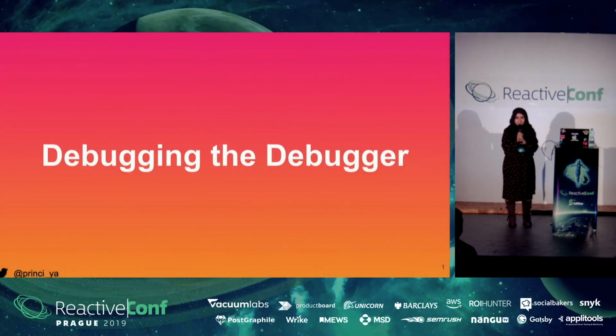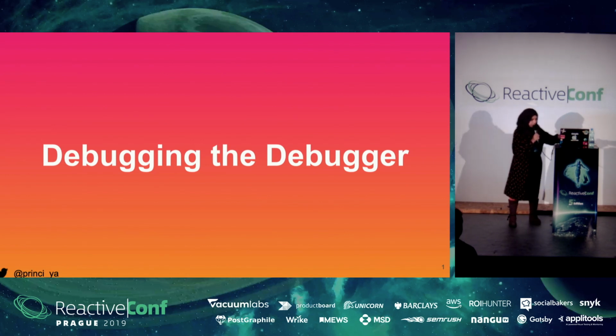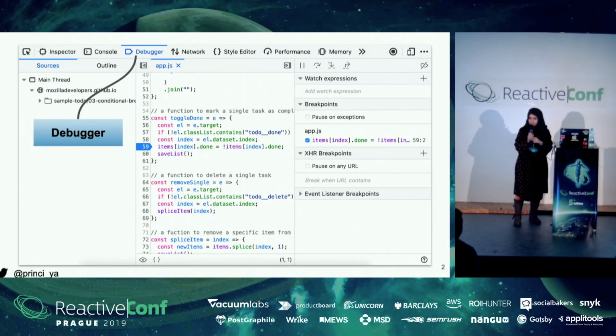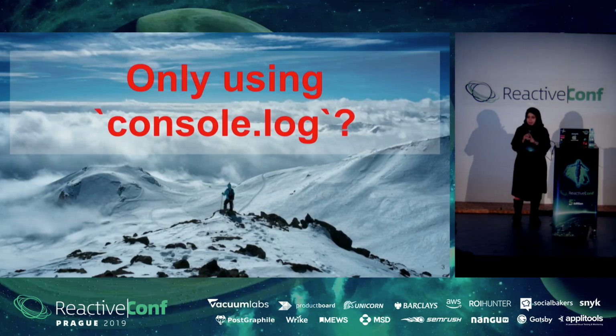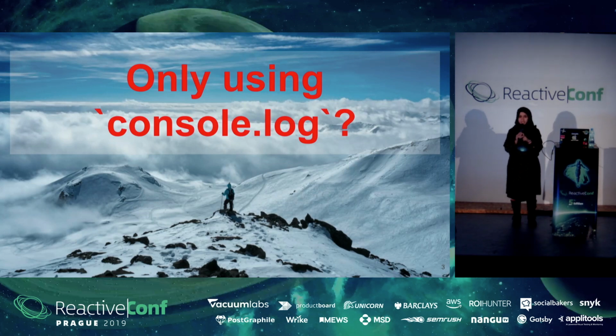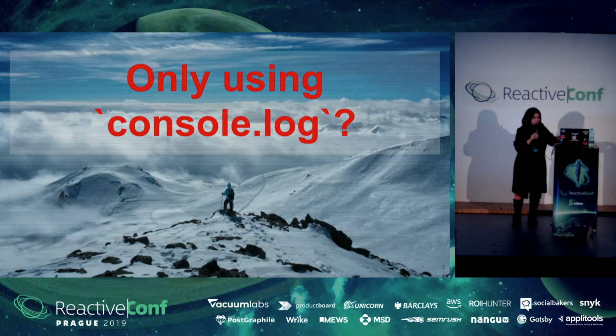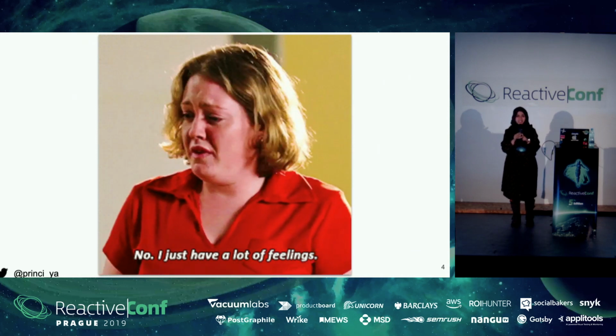Today, this talk is about debugging the debugger, and mainly it's debugging the debugger from the Firefox devtools. Quick question. How many sitting here can relate to this situation of only using console.log to debug JavaScript code, including me? For sure, it's okay to admit, right?